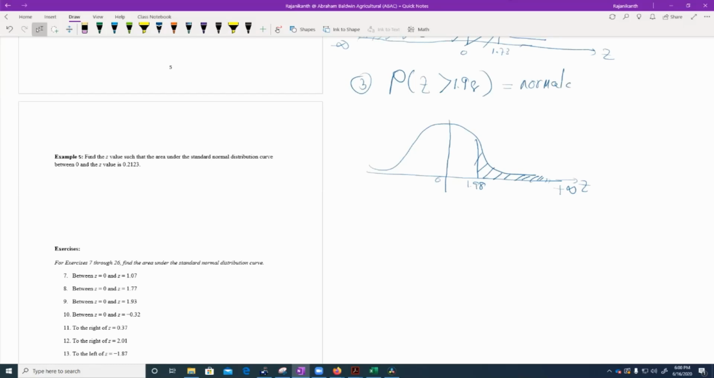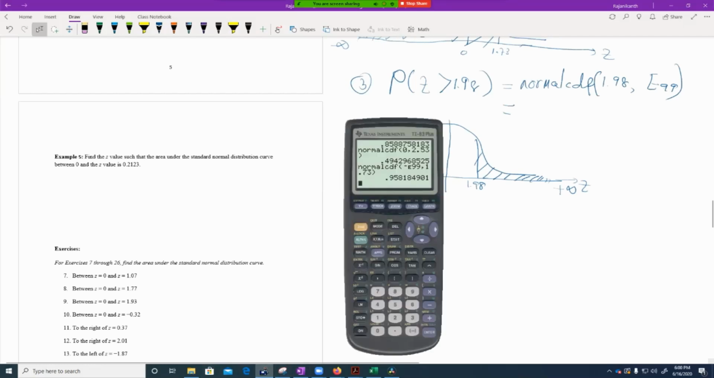which is normal CDF of left bound 1.98, comma, the right side is now positive infinity, which is E99. Okay, now simply find this. So go to this normal CDF and type the bounds, that is 1.98, then comma, E99.